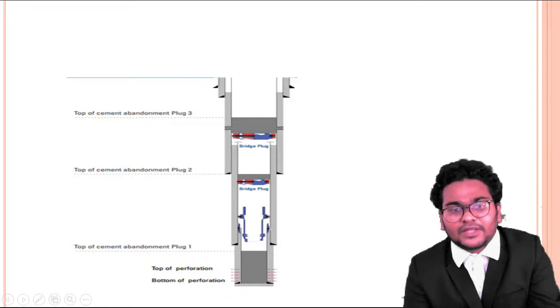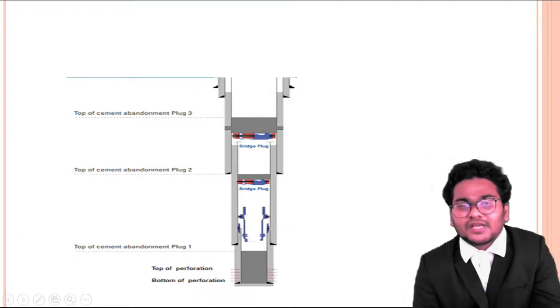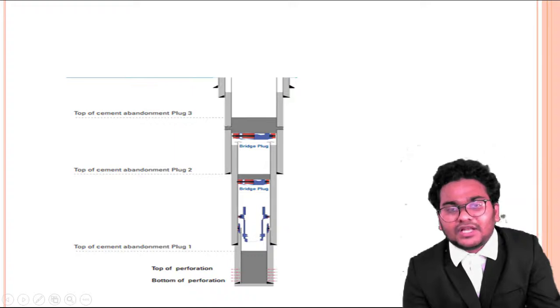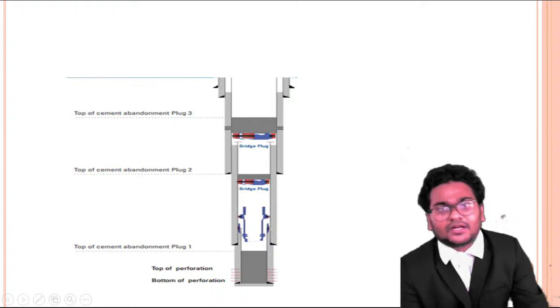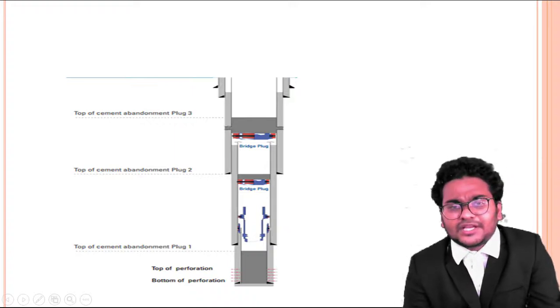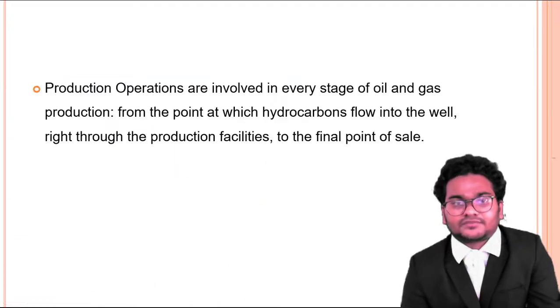I keep the plugs one by one: first this plug, then after some time the second plug, then the third plug. By this step-wise process, I will abandon the well. After that, above the top of this well, I will keep it closed using an iron shield or something. The total area is kept under government rules for some time for checking purposes, to see whether everything is okay. Suppose some problem is there, then the petroleum engineer and environmental engineer go there and check the process.